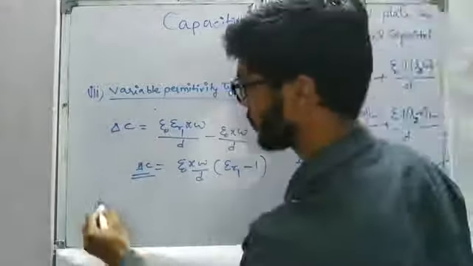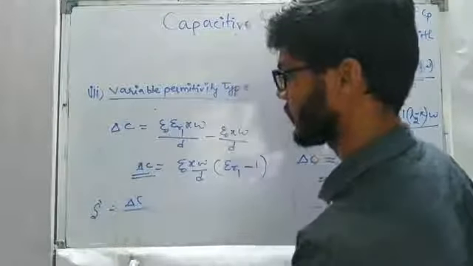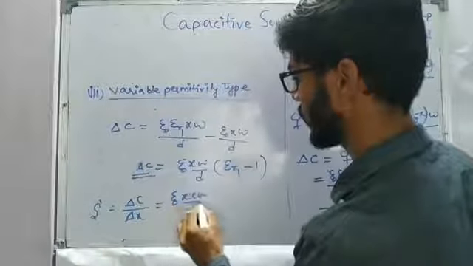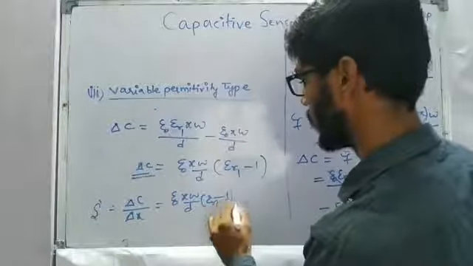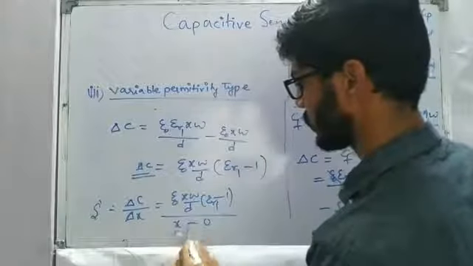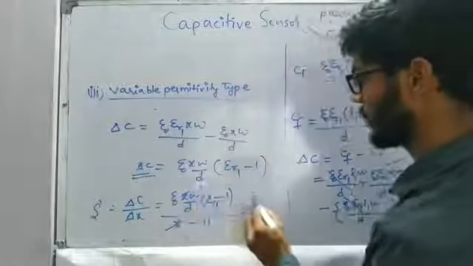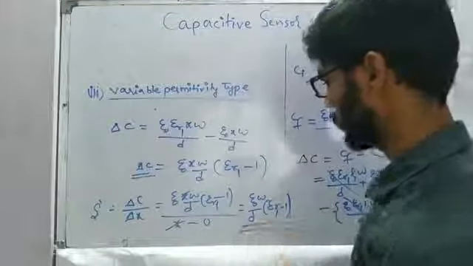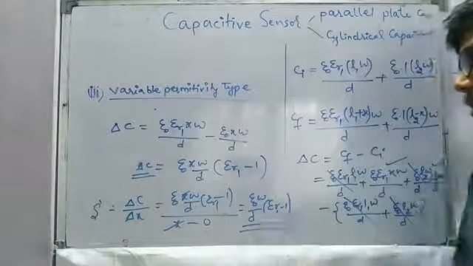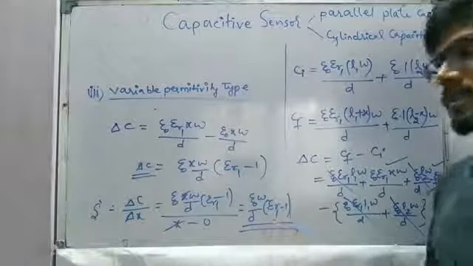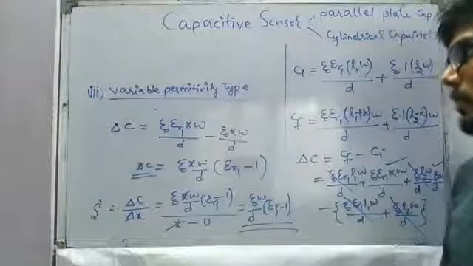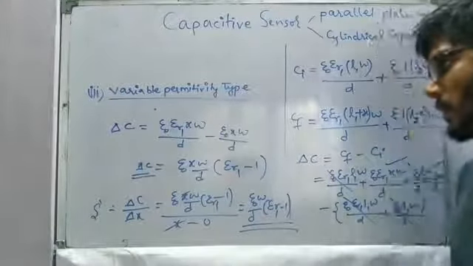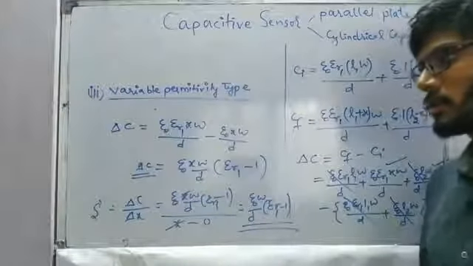So now sensitivity can be written as delta C by delta x. So epsilon naught x w by d times epsilon r1 minus 1, divided by x minus 0. So x and x get cancelled, giving epsilon naught w by d into epsilon r1 minus 1. So we can see that the sensitivity is going to depend only on the dielectric medium. Whatever the value of dielectric medium we insert between the plates, that's going to give the sensitivity accordingly.